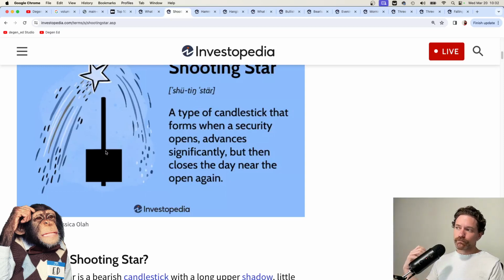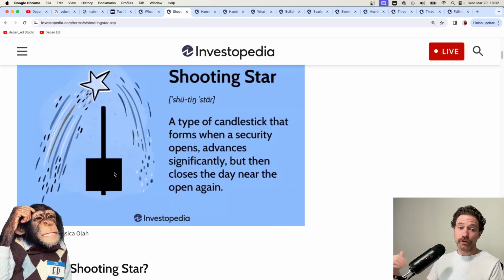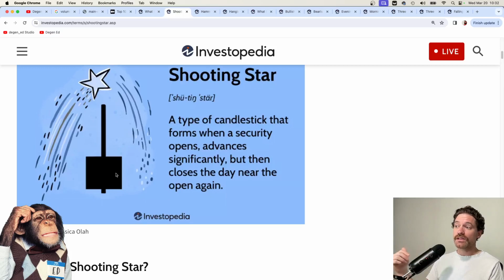And so you really just want to see that the open and close, I would say, are in the bottom half, definitely in the bottom quarter, that is clear, of the trading of that day with little to no tail or wick below. That would suggest a shooting star, especially if that is following an uptrend. That could suggest a reversal.